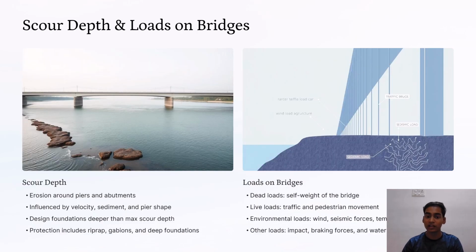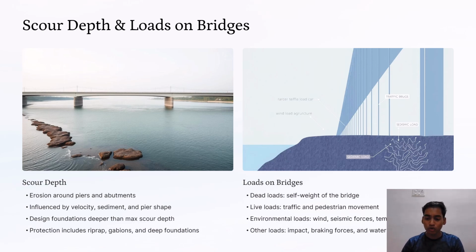Next, scour depth and loads on bridges. Scour depth. It is the erosion around piers and abutments. It is influenced by factors such as velocity, sediments, and pier shape. To prevent it, we can design foundation deeper than max scour depth. For protection, we can use riprap, gabions, and deep foundations.